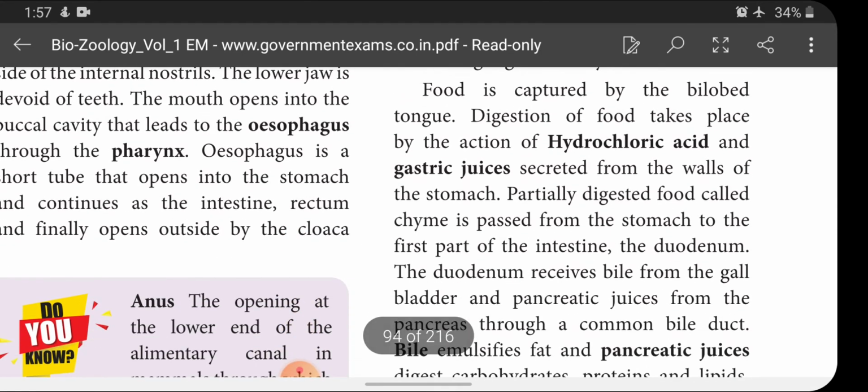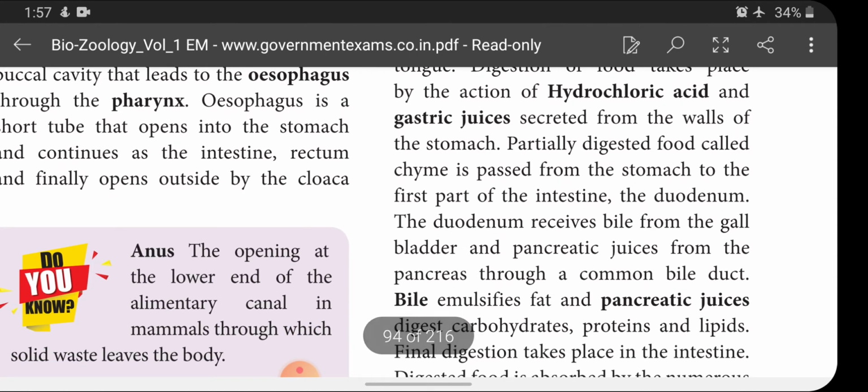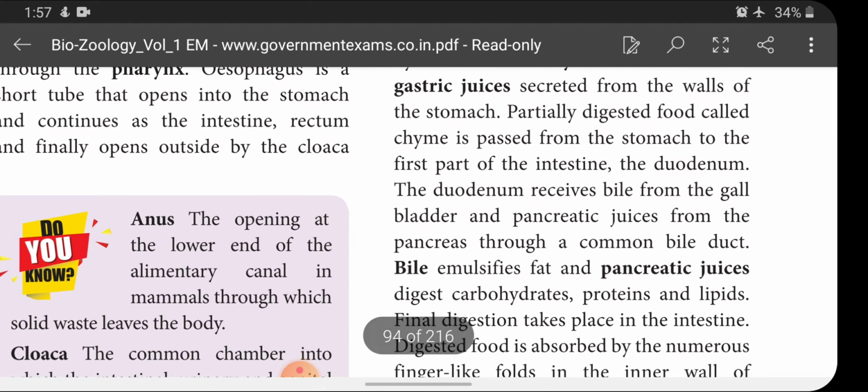Food is captured by the bilobed tongue. Digestion of food takes place by the action of hydrochloric acid and gastric juices secreted from the walls of the stomach. The partially digested food is called chyme, which is passed from the stomach to the first part of the intestine, the duodenum.